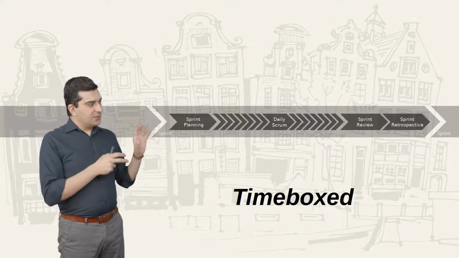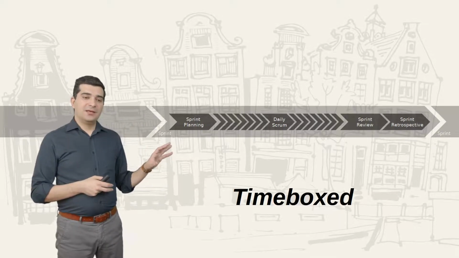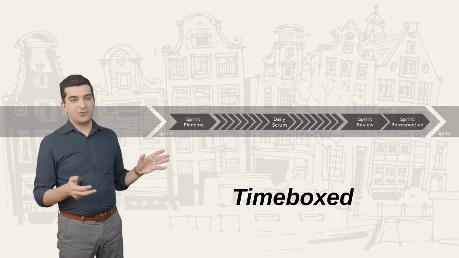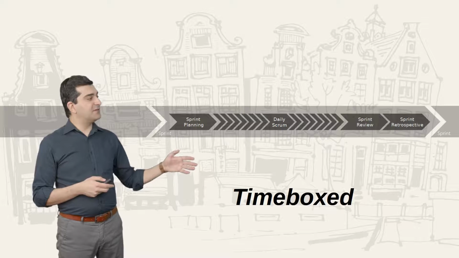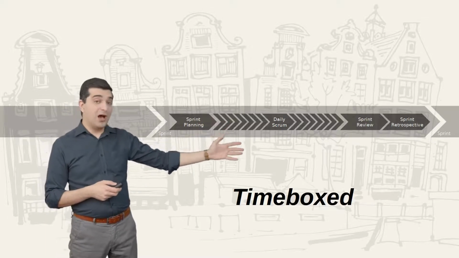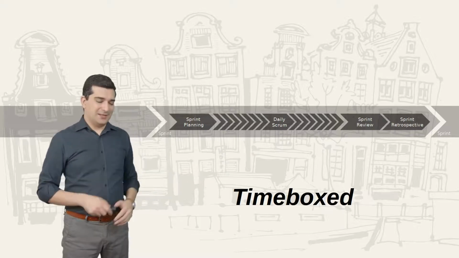The sprint planning meeting is maximum 8 hours. You may decide to have it shorter. Daily Scrum is 15 minutes. Sprint review is 4 hours. Sprint retrospective is 3 hours, but don't worry about those. I'll get back to them.